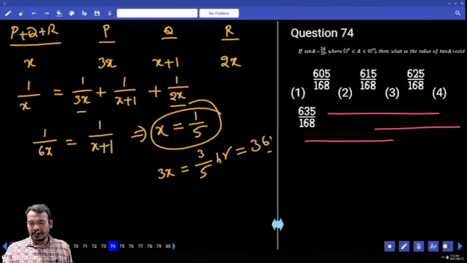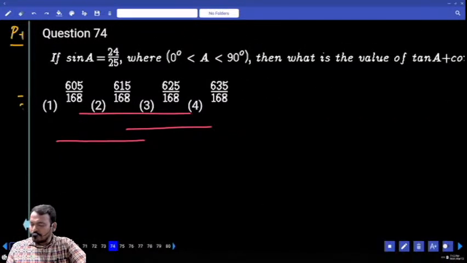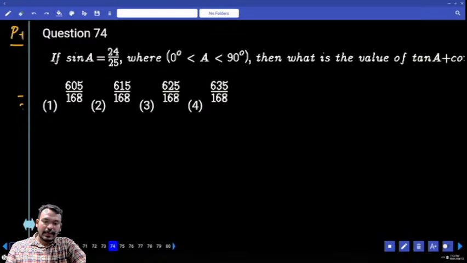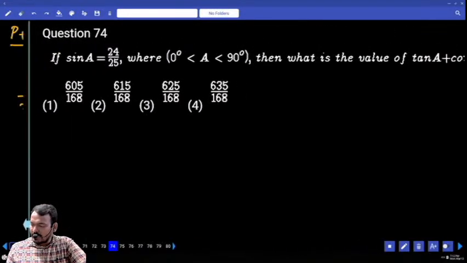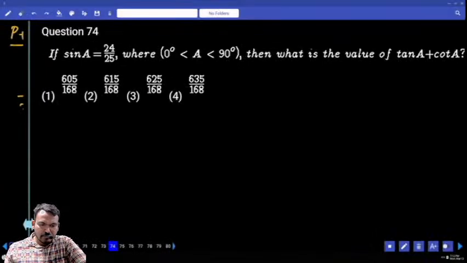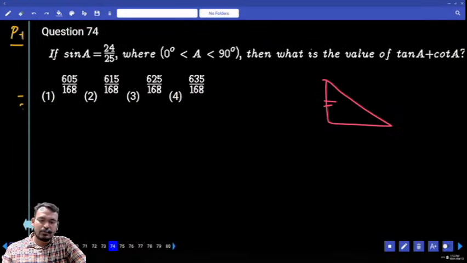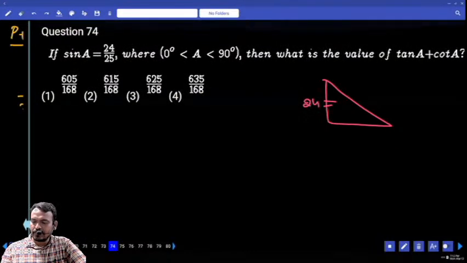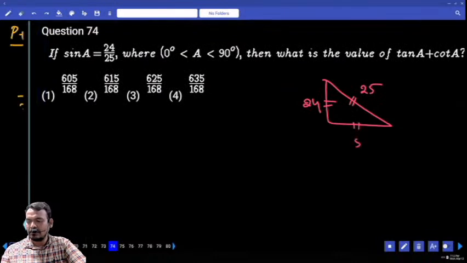Next question number 74. Sin x equal to how much? 24 by 25, and a value in between 0 to 90. What is the question here? Tan a plus cot a. Sin a is 24 by 25, so this side is how much? 24 and this one is 25, or not? Obviously the third side, 5 or 7? 7. 7 square 49. 7.